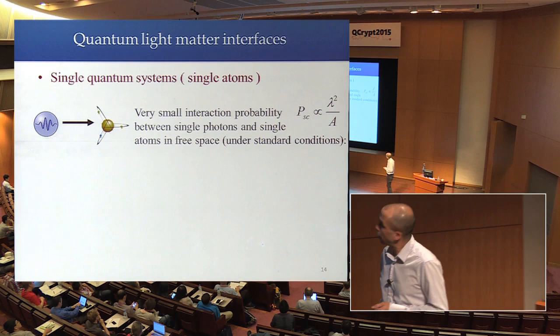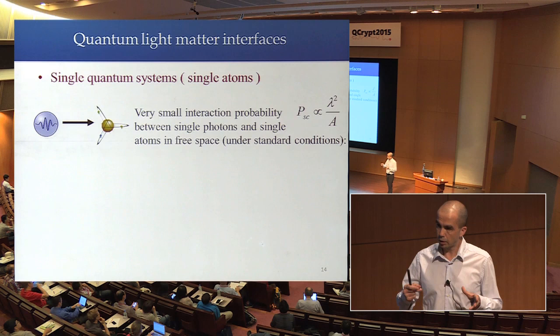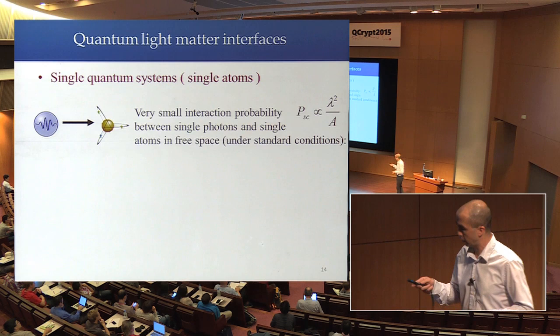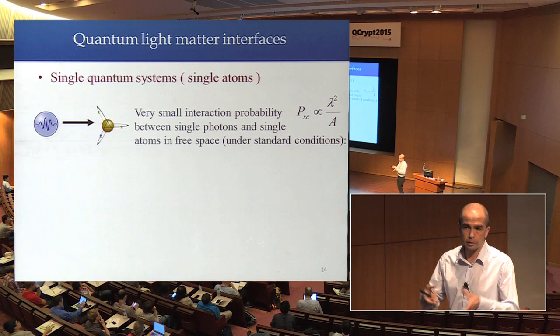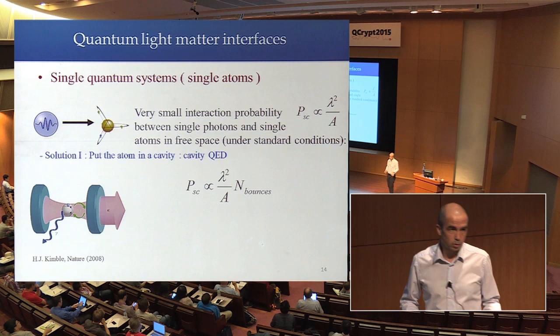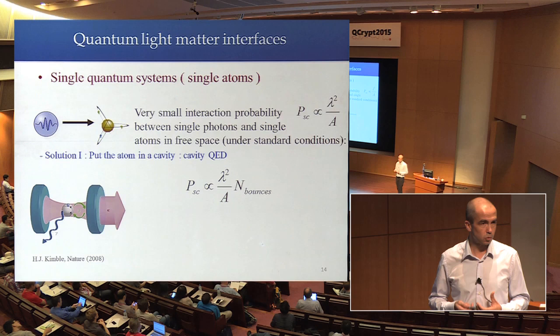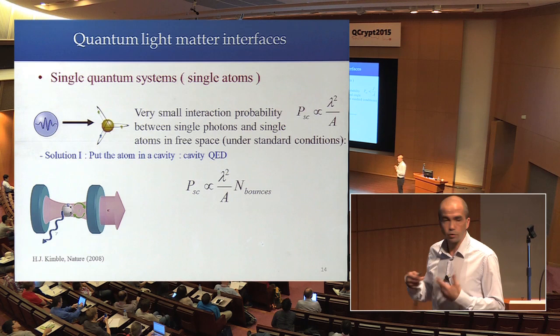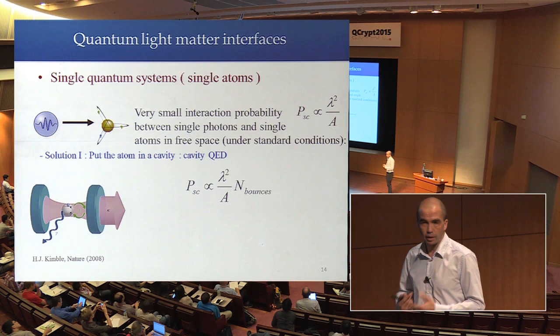Okay, so we now want efficient interaction between this quantum memory and the photon. Basically, if you just take a single atom in free space and a photon, the interaction is not very efficient. The scattering probability scales as lambda squared over A, where A is the area of the beam that you focus on the atom. So it's very small under, let's say, standard conditions. What has been proposed to overcome this limitation is to take the atom and embed it into an optical cavity, a high-finesse optical cavity. This has been pioneered by Jeff Kimble at Caltech. So here, the scattering probability is enhanced by the fact that you are in the cavity. Basically, you can say that the scattering probability is enhanced by the number of bounces that your photon makes in the cavity, by the finesse of the cavity.